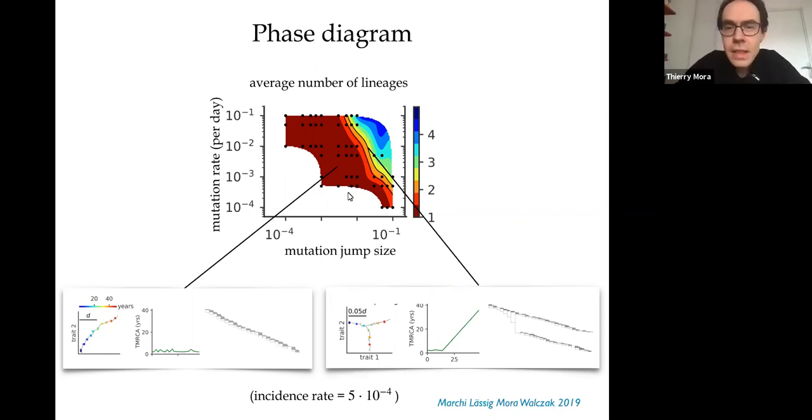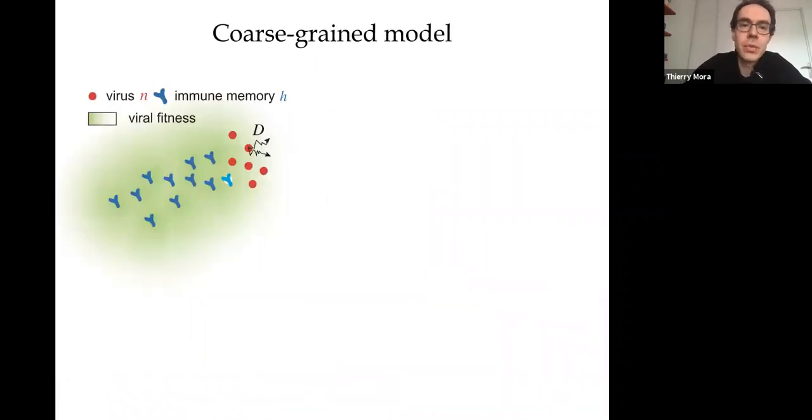So this was an agent-based model, but what I want to talk about today more in detail is an attempt to do some more theory and more analysis, to do more math on this kind of model. And to do this, we switched model a little bit, and we went to a more coarse-grained model. So in this coarse-grained model, we just represent the population of viruses as a density of viruses, which we call N, in this antigenic space, right?